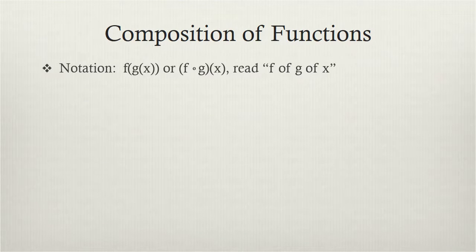Now, composition's a little different. The notation for a composition looks like this. You can have it with the parentheses or with the little circle. It's not fog, it's f of g. These are read f of g of x.